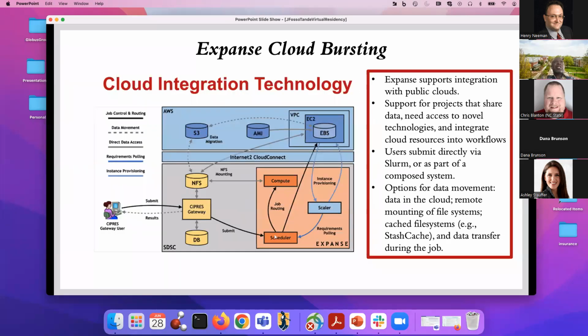So the cloud integration: yes, as we said, you can burst into the cloud, and Expanse supports integration with public cloud. It supports projects that share data, need access to novel technologies, and integrate cloud resources into workflow. Users submit directly via Slurm or as part of a composed system. If you connect to Expanse through the Open Science Grid, you can submit directly from your desktop and get access to Expanse. You have options for data movement in the cloud, remote mounting of file systems, and many more.